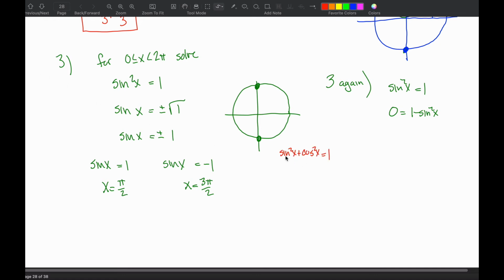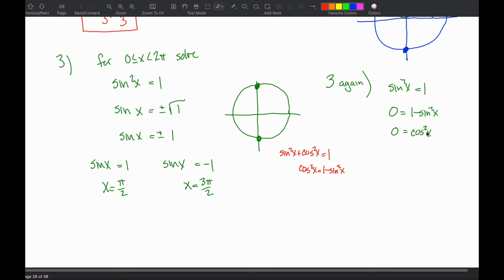Recall your Pythagorean identity is that for any angle x, sine squared of that angle plus cosine squared of that angle has to be equal to 1. So if I take this identity and I subtract sine squared from both sides, I get that cosine squared x is the same as 1 minus sine squared x. So if I'm ever lucky enough to see 1 minus sine squared x in the wild, I can change that into cosine squared x. Hey, here's one right here. I could rewrite this equation as 0 equals cosine squared x.